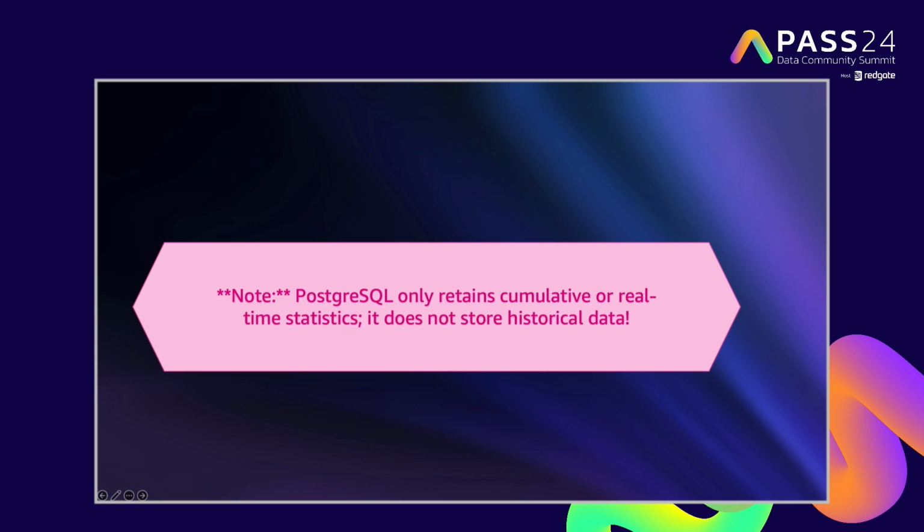PostgreSQL only retains the cumulative or real-time statistics. It does not store historical data. So for Oracle folks, whoever is from an Oracle background, the question is, how come you don't do that? How will we generate the AWR report if we do not have historical data? So what we basically do in PostgreSQL is we take snapshots in intervals, and we maintain those snapshots as time series kind of data and query those snapshots. Okay.